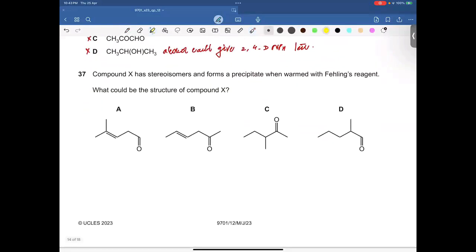Question 37. Compound X has stereoisomers. Stereoisomers means you need to check geometrical and optical. You need to consider both. And it forms a precipitate when warmed with Fehling reagent. What sort of precipitate is it? Brick red precipitate. Red precipitate of copper(I) oxide is formed. If it is reacting with the Fehling reagent, obviously an aldehyde must be present.